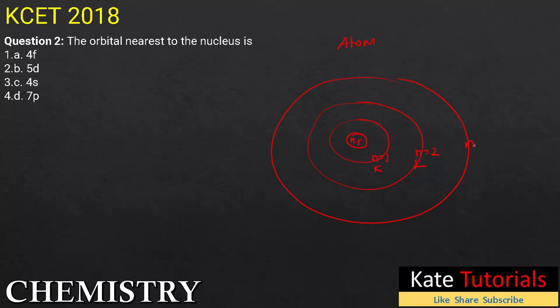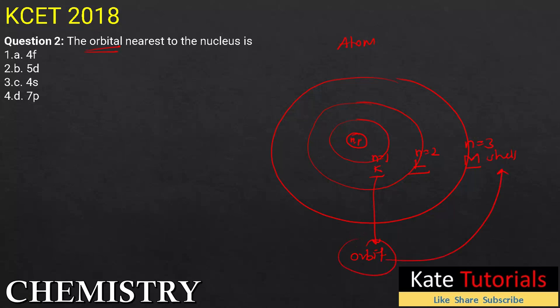And the third orbit, n is equal to 3. It is called the M shell. Right? Like this, K shell, L shell, M shell, N shell. Like that it will continue. Right? So they have told the orbital nearest to the nucleus. So this is the K shell. Shells are nothing but orbits. There is a lot of difference between orbit and orbital, right? So these are orbits. Shells are nothing but the orbits, right?